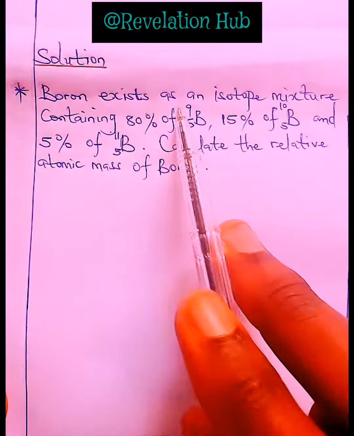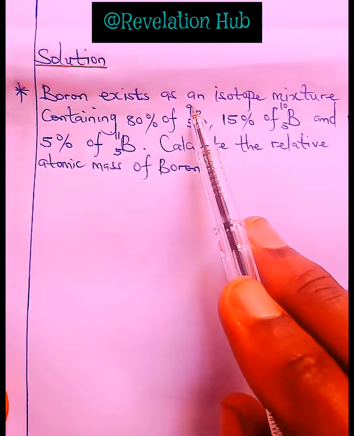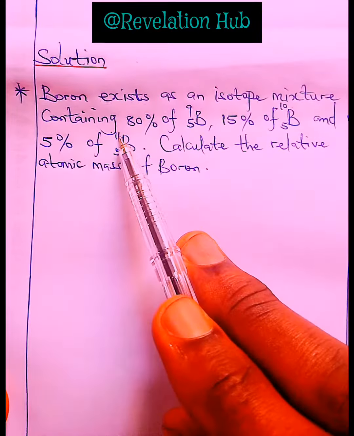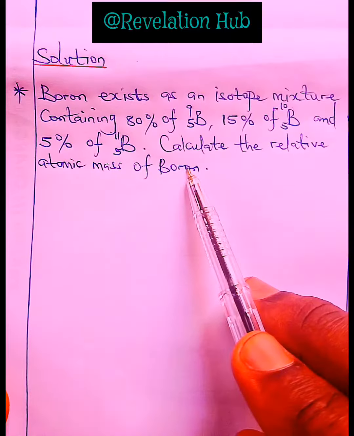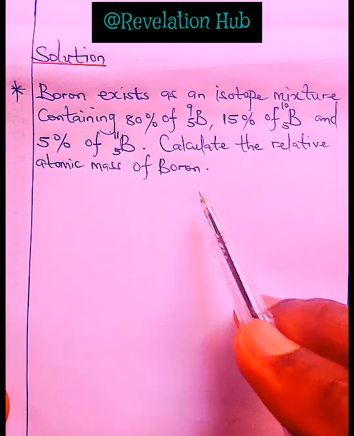Boron exists as an isotope mixture containing 80% of boron 9, 15% of boron 10, and 5% of boron 11. Calculate the relative atomic mass of boron. We are asked to calculate the relative atomic mass, or the average relative atomic mass unit, of boron.